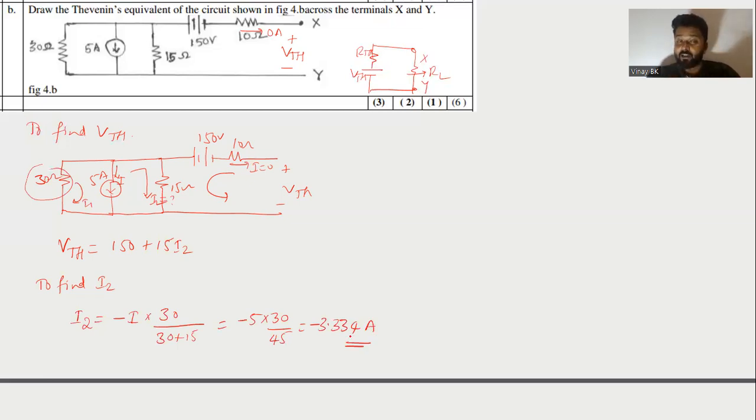Why are you taking negative? Because the direction of the current is downward, 5 amperes. So it is flowing downward, and it is flowing opposite to the branch current, so you are writing it like that. Okay. So once after getting this, now you can find the value of VTH.